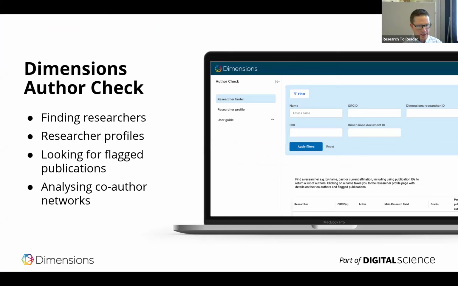It's called Dimensions Author Check, and it's really meant to be a screening tool for publishers to be able to identify researchers, look at their profiles, and identify if there are any areas of risk or concern, looking at things like previous publications and their co-authorship and collaboration networks.